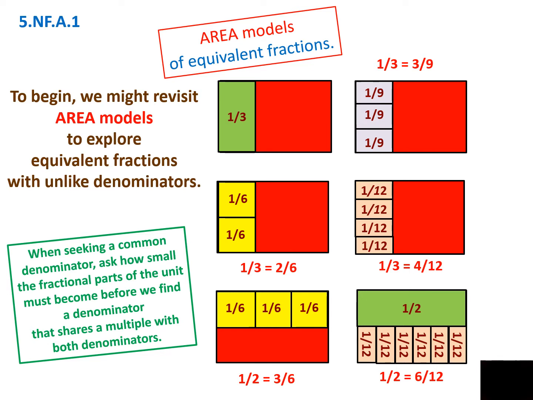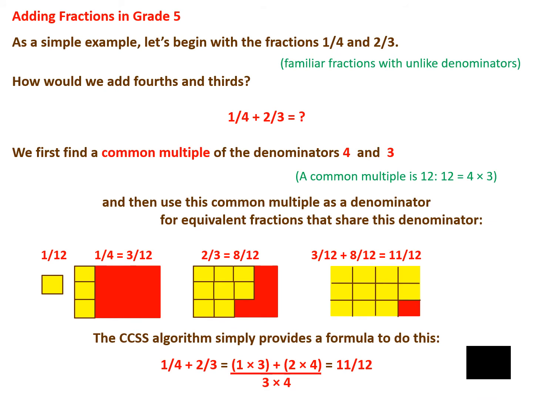Because both thirds and halves can be expressed as equivalent fractions with the denominator 6 or 12, we might use 6 or 12 as a common denominator to add or subtract thirds and halves. But again, children have been familiar with this concept since 3rd grade. As a simple example of equivalent fractions that share a common denominator, let's begin by adding the fractions 1/4 and 2/3. How would we add fourths and thirds?